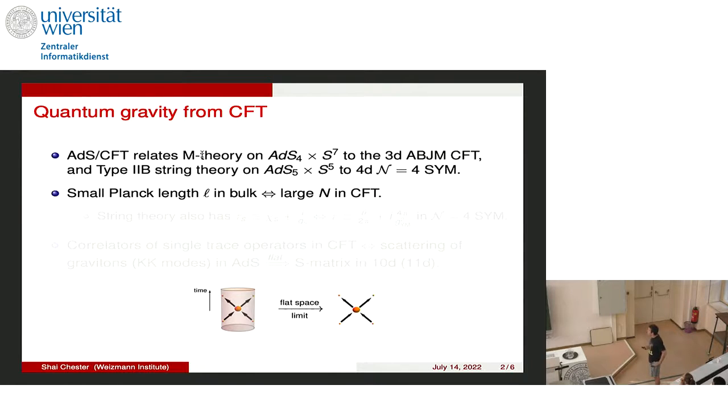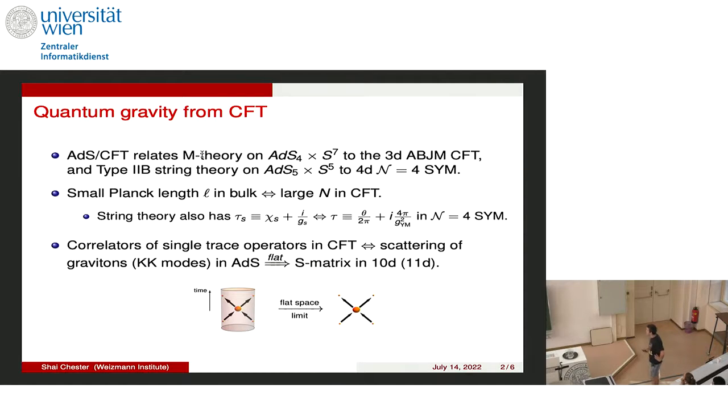In this duality, the small Planck length expansion in the bulk is dual to the large N expansion in the CFT. And in particular for the string theory duality, string theory also has another coupling, tau string, which is dual to the complexified coupling tau in super Yang-Mills, which is just g Yang-Mills, as well as the theta angle. Of course, for M theory there's just one parameter, which is related to N. So in this duality, correlators of single trace operators in the CFT are dual to scattering of gravitons or KK modes in AdS. And then you can subsequently take a flat space limit of this AdS correlator to get the flat space scattering, i.e. the S matrix in 10D for string theory or 11D for M theory.